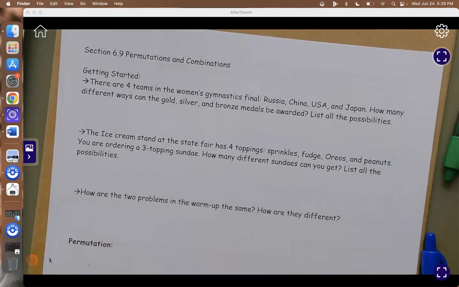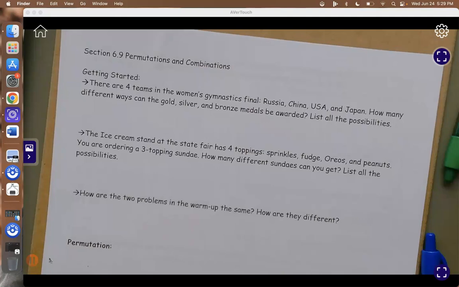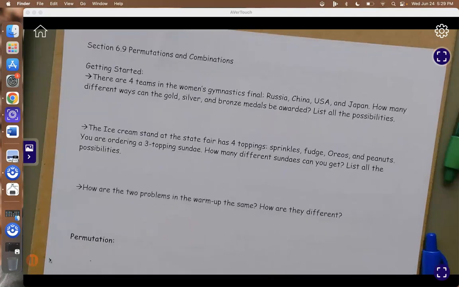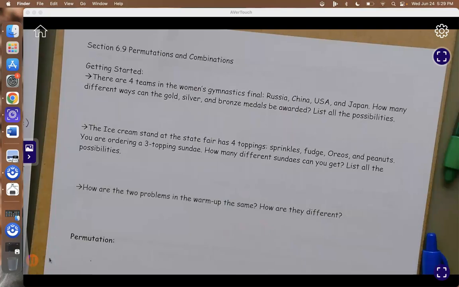Alright guys, today we're going to start section 6.9. This is a lengthy section, so this is going to be broken into 3 videos. So we're going to do part of it in this video, and then there'll be 2 other videos. So it'll be 6.9a, b, and c. Alright, so let's get started.